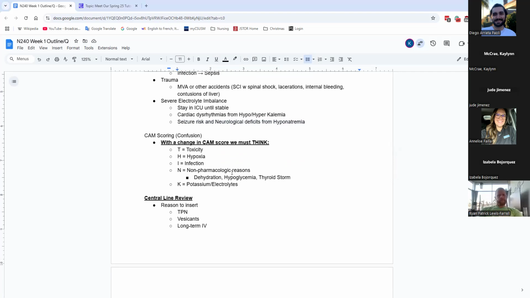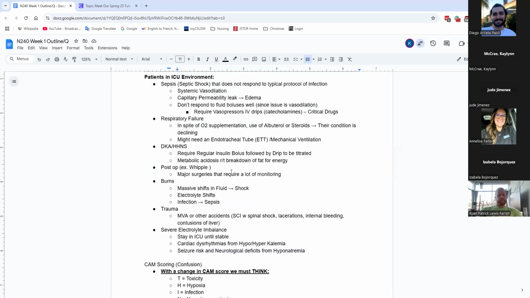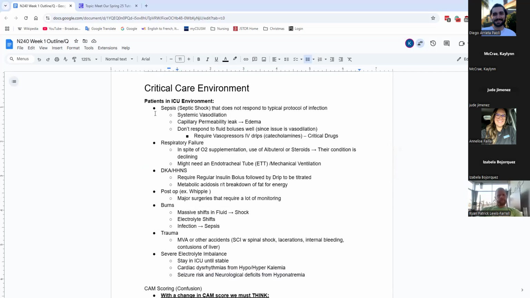So I do want to ask, what is something that you guys see in common with all of the patients that could be in the ICU? These are all different etiologies, right? So we see sepsis, we know that's infection. Respiratory failure can come from a plentiful of things. DKA is glucose regulation, but what do all of these specifically have in common that puts these patients into the ICU?